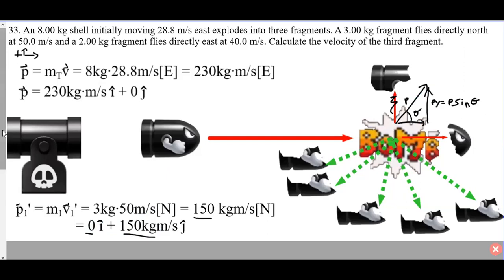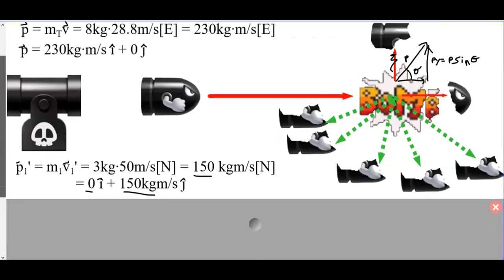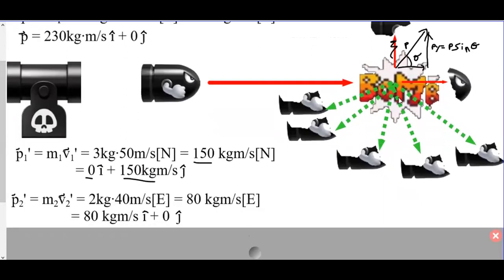Scrolling down, my second fragment I know is going directly to the right. I know its mass is 2 kilograms and its velocity is 40 meters per second. You can just do that quick math and get 80 kilogram meters per second. If I write it in component form, I can call it 80 kilogram meters per second in the I direction, which means to the right, and 0 in the Y.